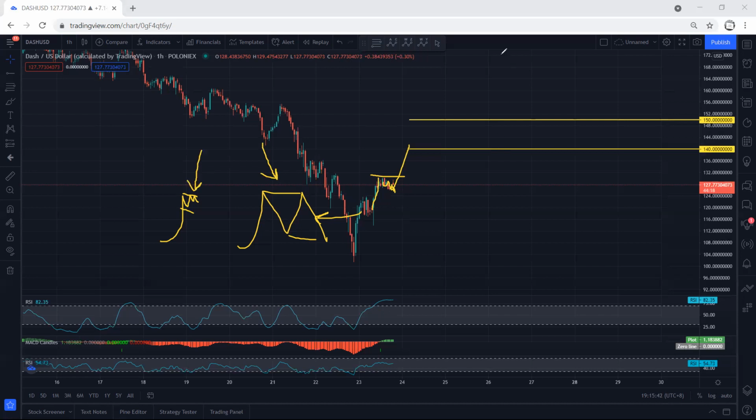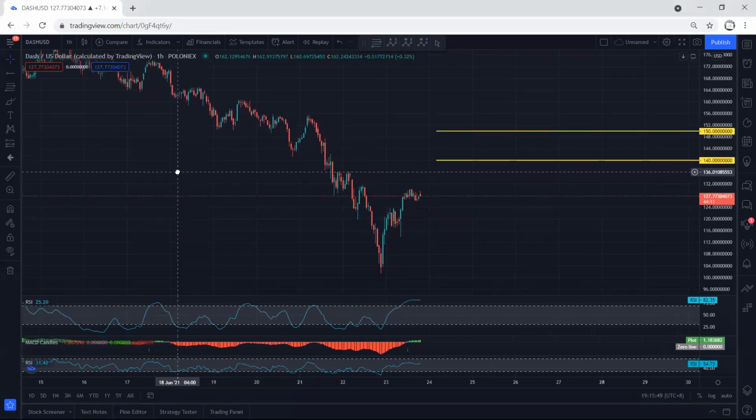Okay. Anyway, right now we're looking at this correction. If we get any trade setup for a buy, we will take it. And in this case, we just follow the chart. If I see any update, I will share.